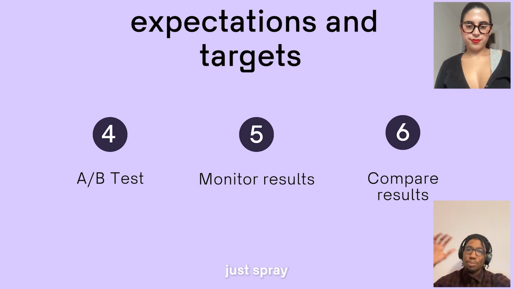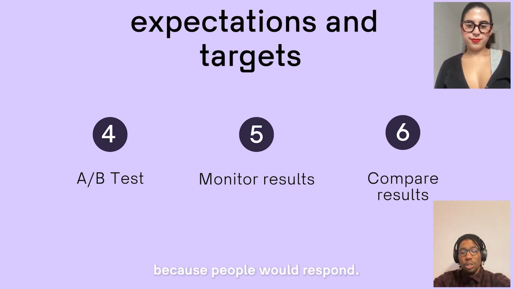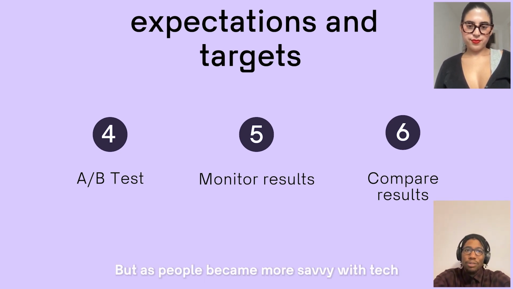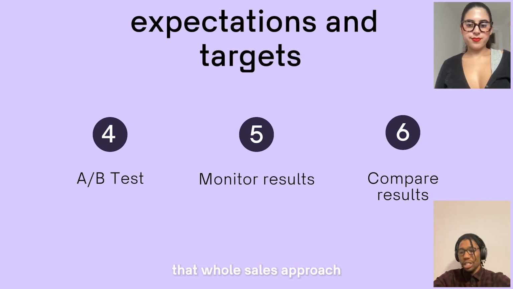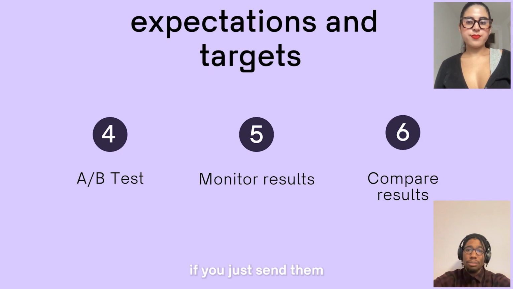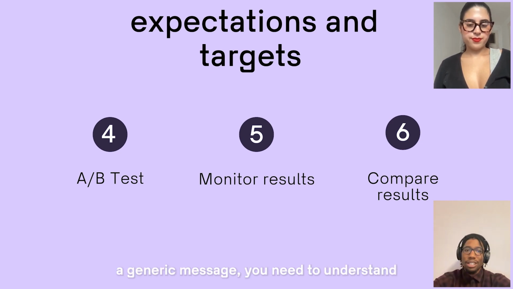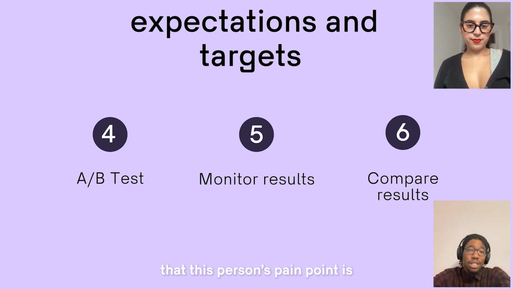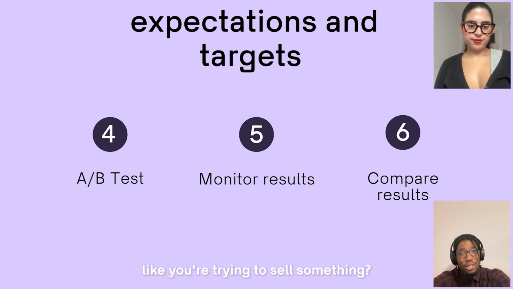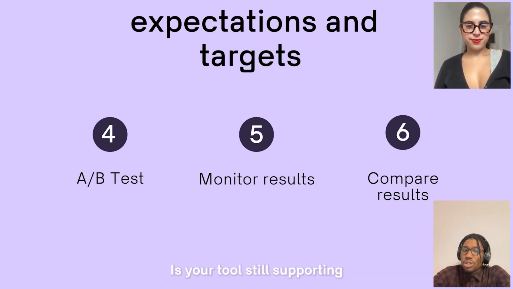At one point, just spray and pray was an amazing technique because people would respond. But as people became more savvy with tech, and as that whole sales approach became kind of updated, we now need to personalize everything. We now know that you're not going to get in contact with the right person you need to speak to if you just send them a generic message. You need to understand before you've even spoken to them really what it is that this person's pain point is. How can you identify it, and then how can you get that point across without sounding like you're trying to sell something? Is your tool still supporting you to achieve that? If it isn't, you need to replace it.